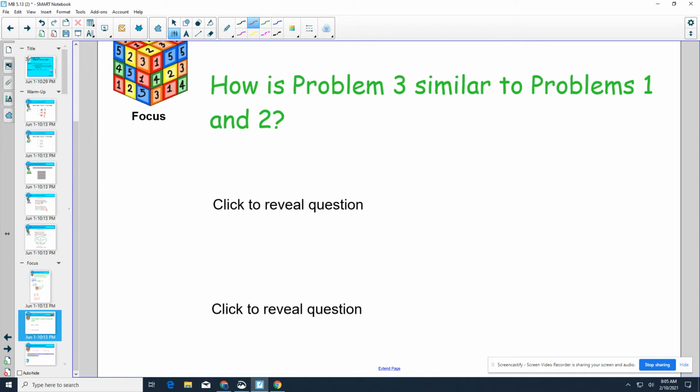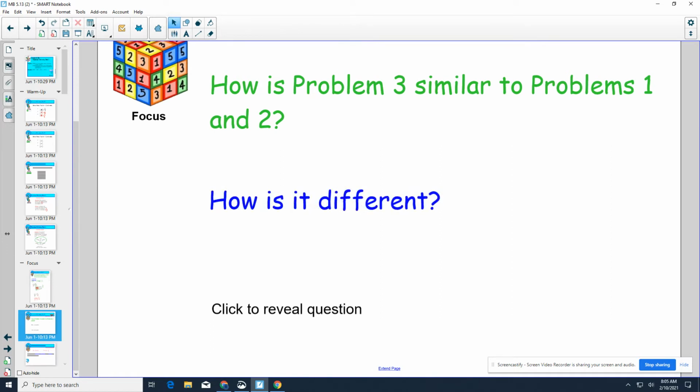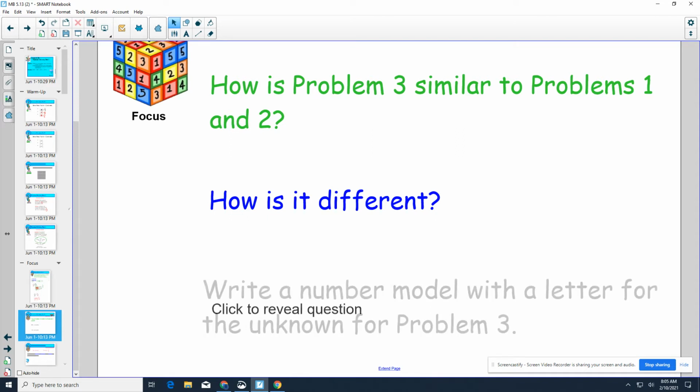So how is problem 3 similar to problems 1 and 2? Well, we know they were both division problems, right? But they were different because we were dividing a whole number by a whole number. And then in problem 3, if you remember, that's when we were dividing a fraction by a whole number. So that changed things, right?